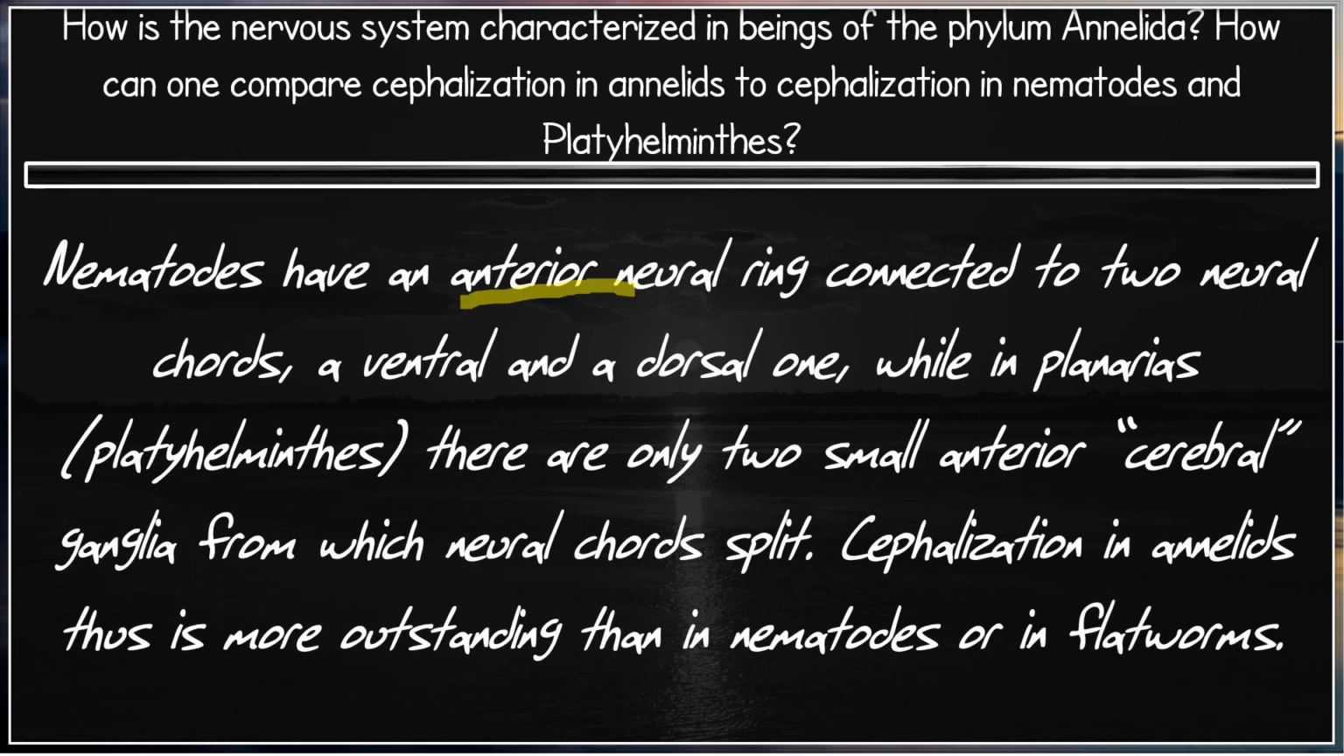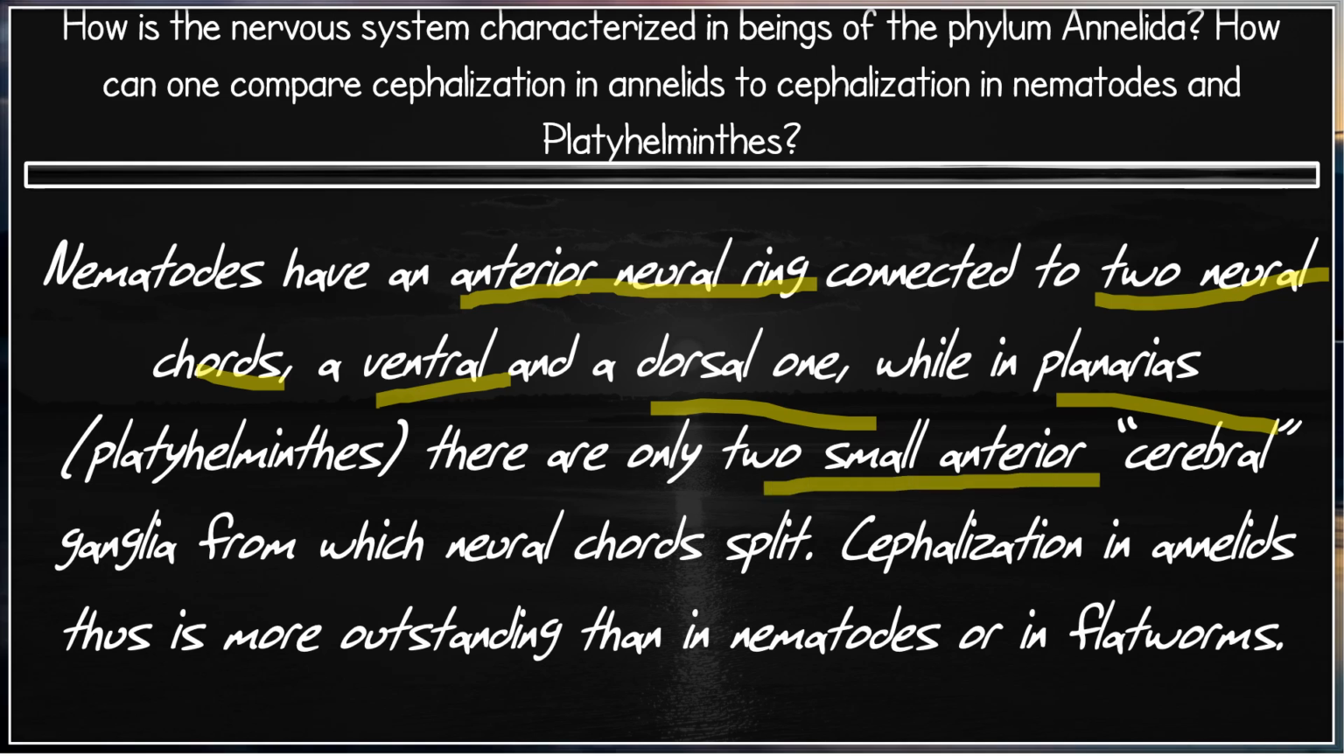Nematodes have an anterior neuron ring connected to two nerve cords, a ventral and a dorsal one. While in platyhelminths, there are only two small anterior cerebral ganglia from which nerve cords split. Cephalization in annelids, thus, is more outstanding than in nematodes or in flatworms.